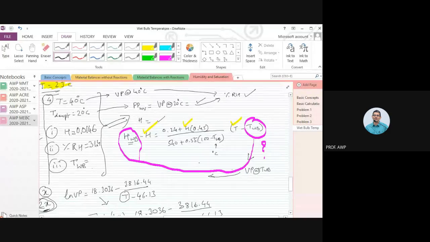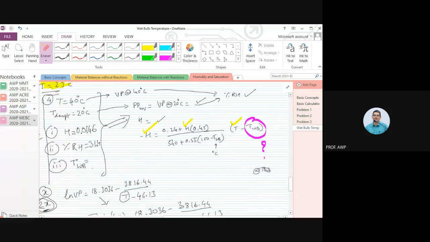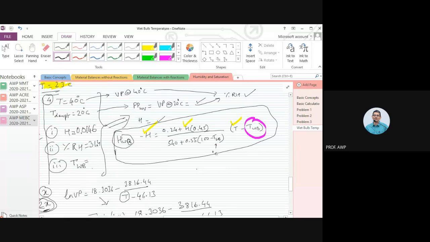So your equation will just become that much more complicated. It will have an e raised to something term. So you just have to substitute that expression here and solve for the wet bulb temperature, right? So this equation you will have, and you will have to solve for the wet bulb temperature. Okay. Now, any other doubt? Any other question?